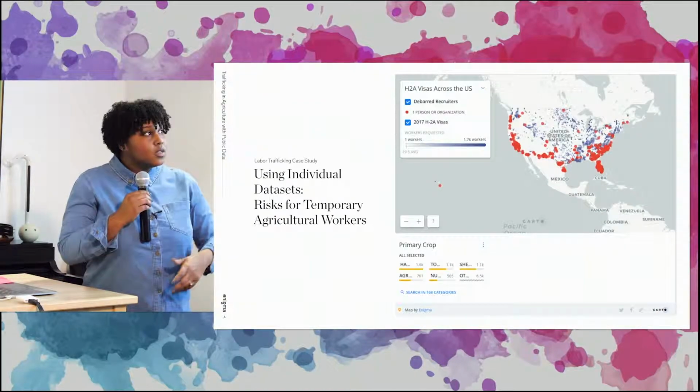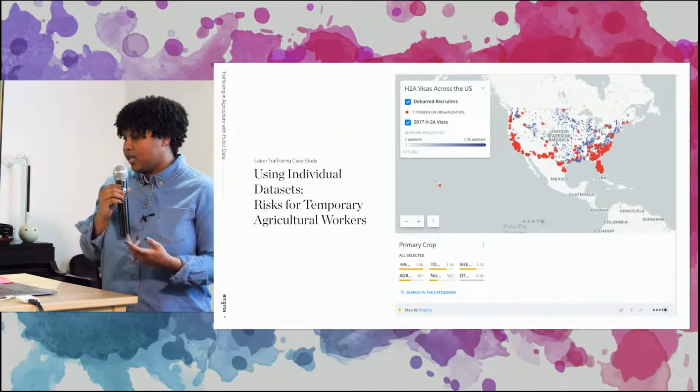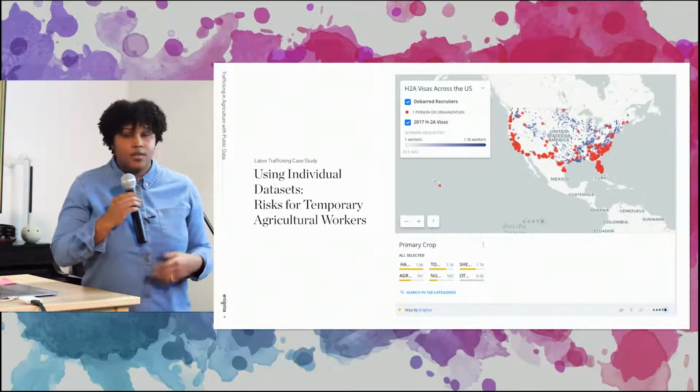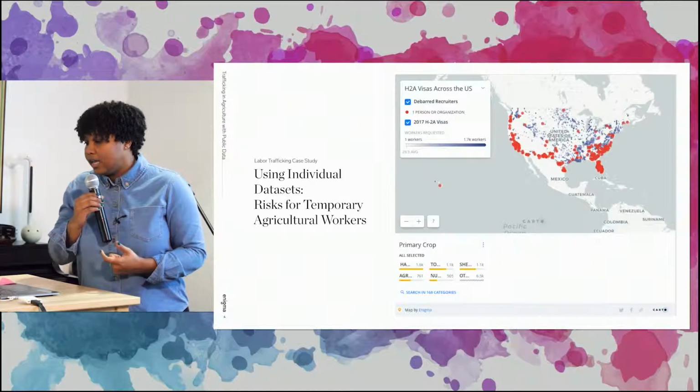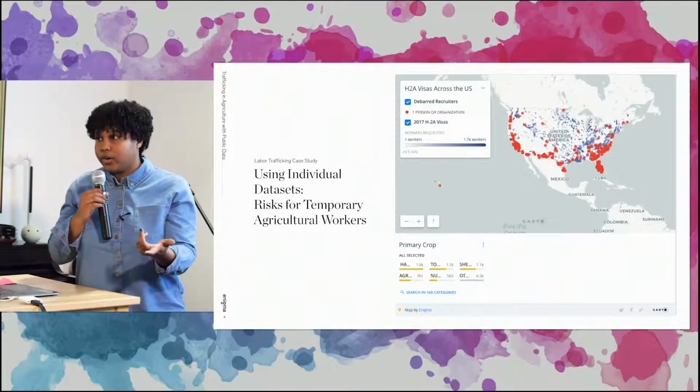So here's an example of a map that you could create. This is just two linked data sets. You have 2017 H-2A visas, which are labor visas, and you have it joined onto a map with debarred recruiters.